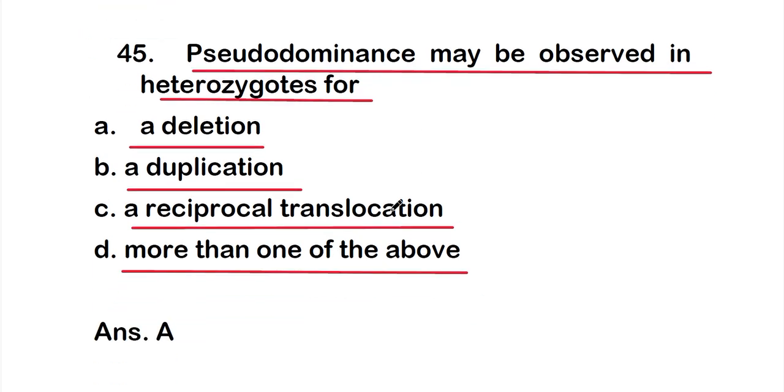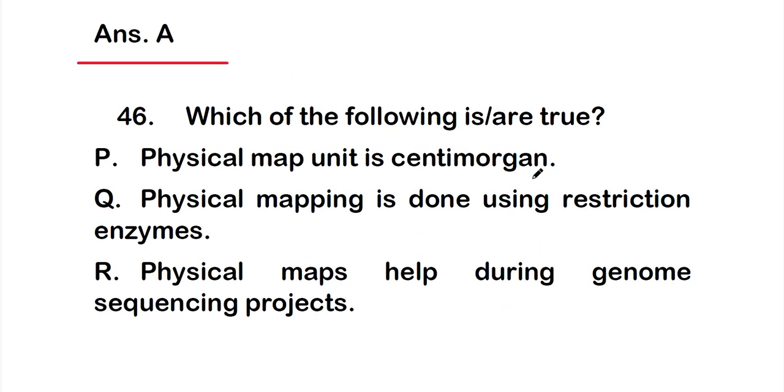So the right one is option A, a deletion. So pseudodominance may be observed in heterozygotes for a deletion. Okay, so let's move on to question number 46.